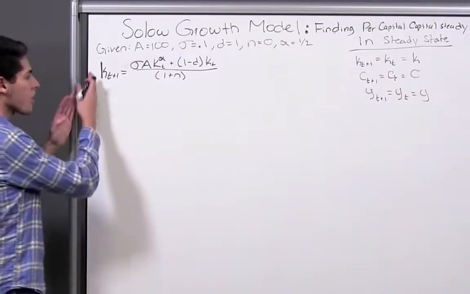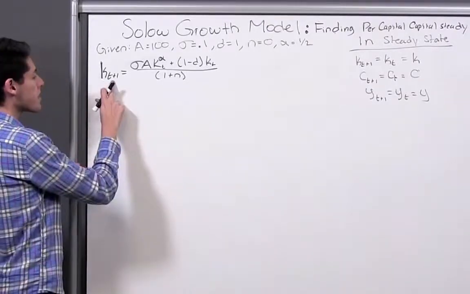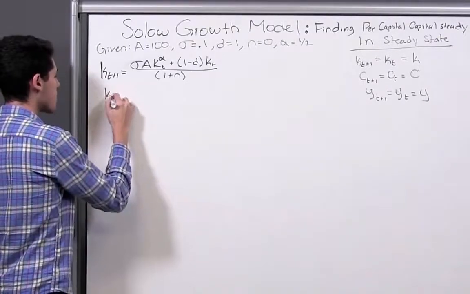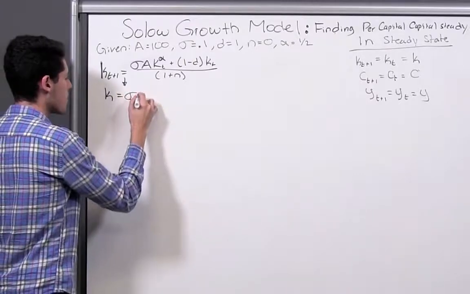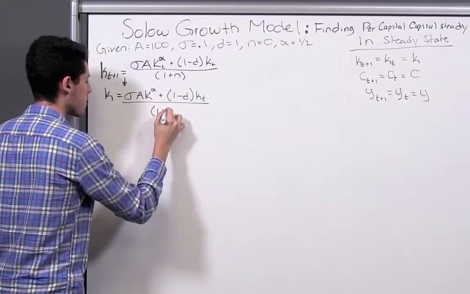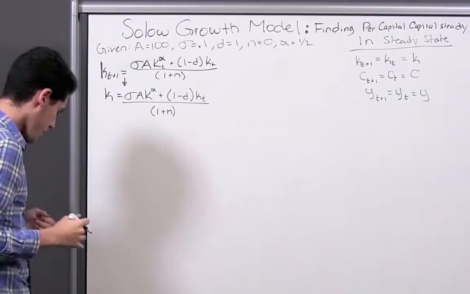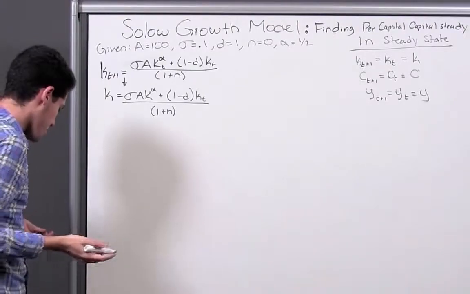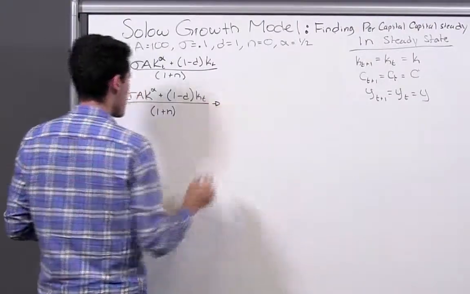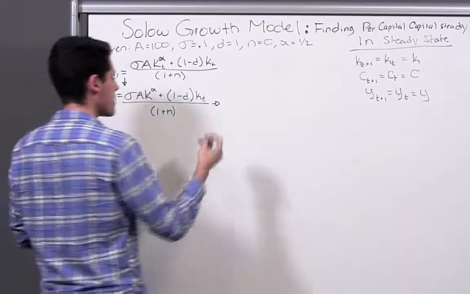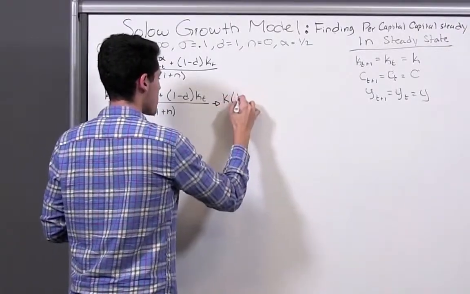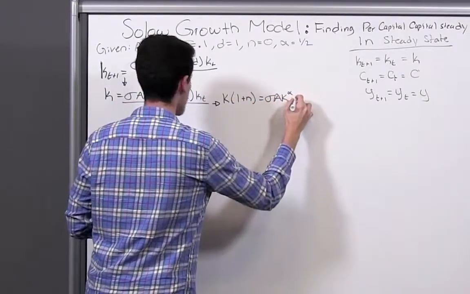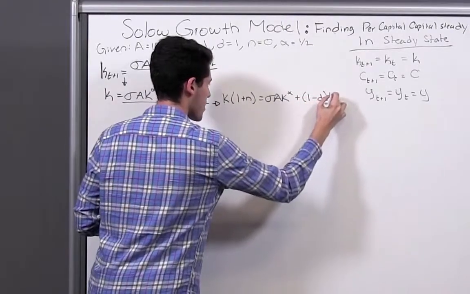So we'll start from our law of motion of capital, but we'll replace all the K_t and K_t+1 with just a normal K. So this becomes K is equal to all of that over 1 plus n. And from there, we're just going to solve for K as a general function of the other parameters. So from here, we're going to multiply both sides by n plus 1.